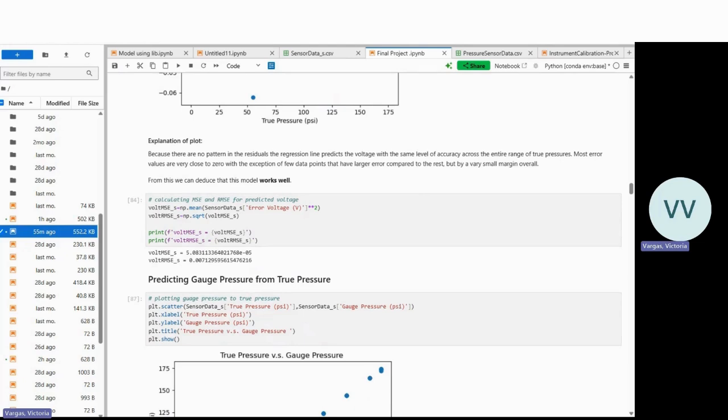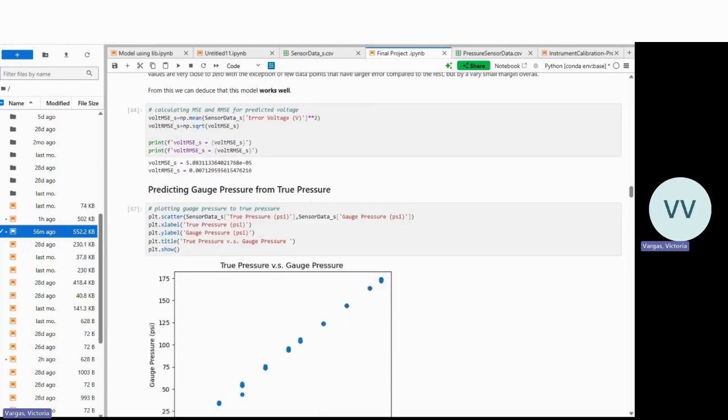So then next she was able to calculate the mean squared error and root mean squared error for the predicted voltages. So these values just show how far off the predictions are from the actual voltage readings on average. So usually a small RMSE means the model is very accurate. So that's what we have here. We have a small RMSE, so we can sort of predict that this model is in fact going to work well. And Megan was able to do the same exact thing, except now predicting gauge pressure from true pressure.